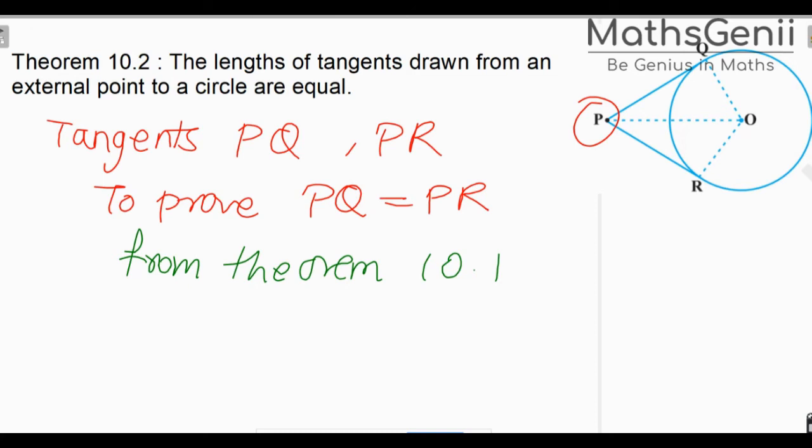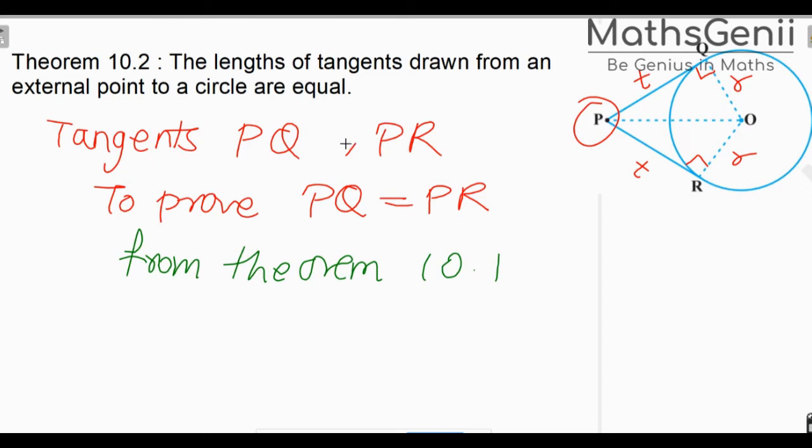So, first in this question, let me just write: PQ is your tangent. PR is your tangent, correct? OQ is your radius. OR is your radius. Now, radius and tangents are perpendicular. From where did I get this? 10.1. What does 10.1 say? 10.1 said that radius and tangents are perpendicular, at right angle. Okay. Now consider two triangles.